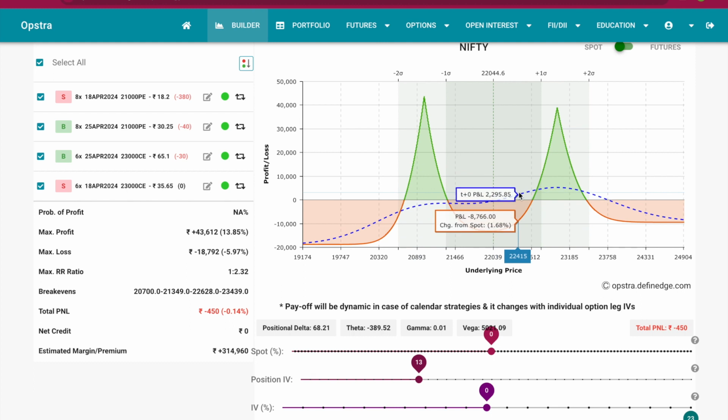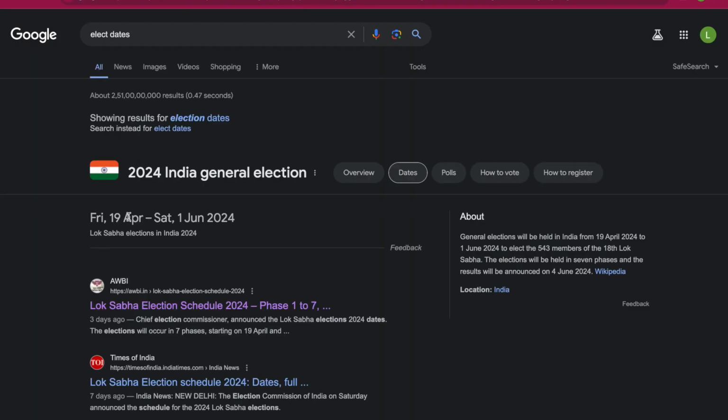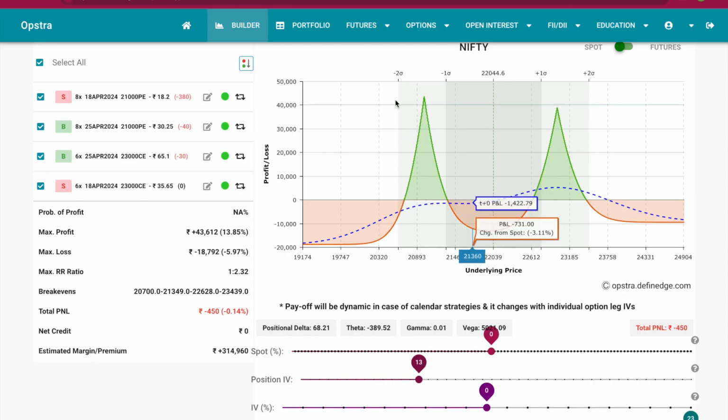Now the next thing that is up to us is that we can start selling extra calls and extra puts when the market moves in a certain direction. If the direction is quite strong, only then will we sell, and we will sell in weekly, or in the same 18th April period. I'll again show you the election dates. It is from 19th April. So the 18th April premium will not be that much, and it will decay very fast.